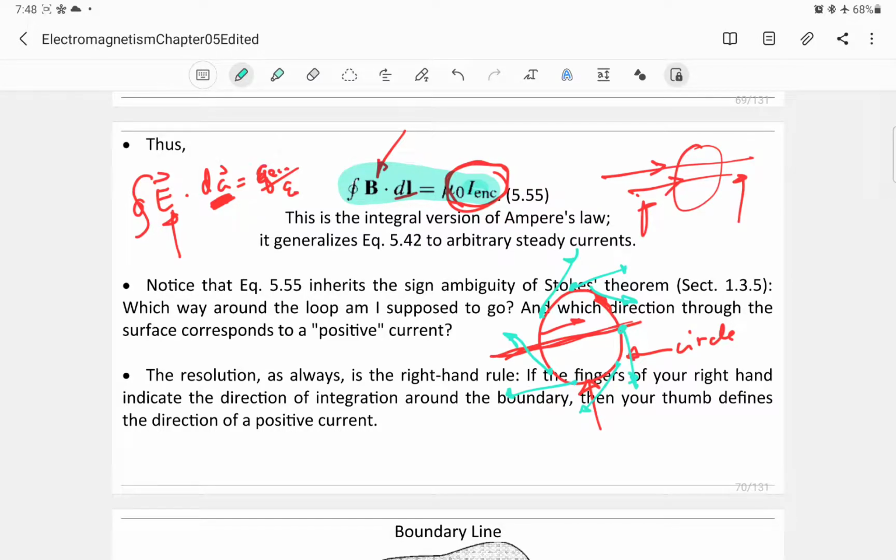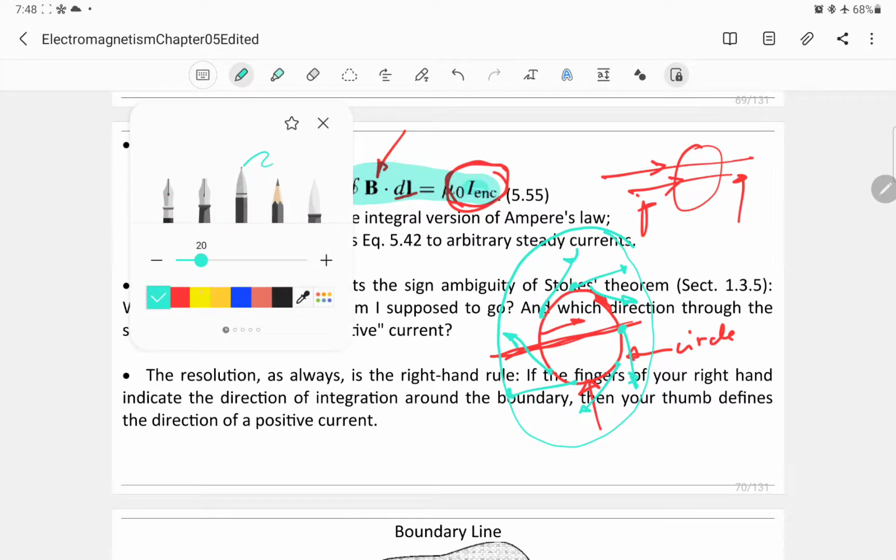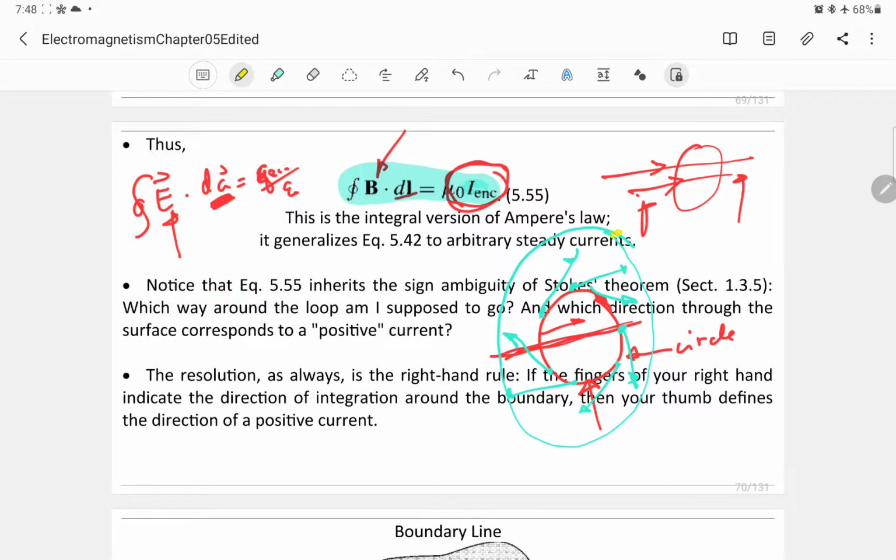Of course, if your Amperian loop is much bigger, then your magnetic field tangent to this Amperian loop is smaller. Those are smaller magnetic fields. So that's about Ampere's law.